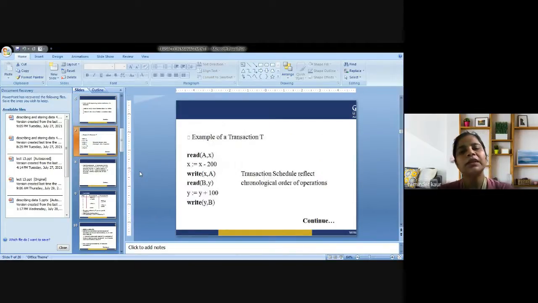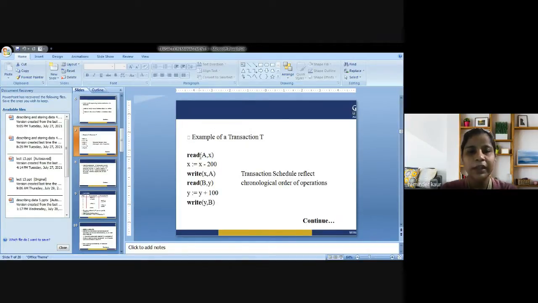So this is basically an example of a transaction. We read A, and deduct the amount from X, that is X minus 200. Write A. So if A is 1000, then it will be 800. Next, read Y. We are supposed to add 100 to it, so it would be plus 100. What would be the initial value of Y? That would be added to 100, and in the same manner we update the operations with the help of the write operation here.